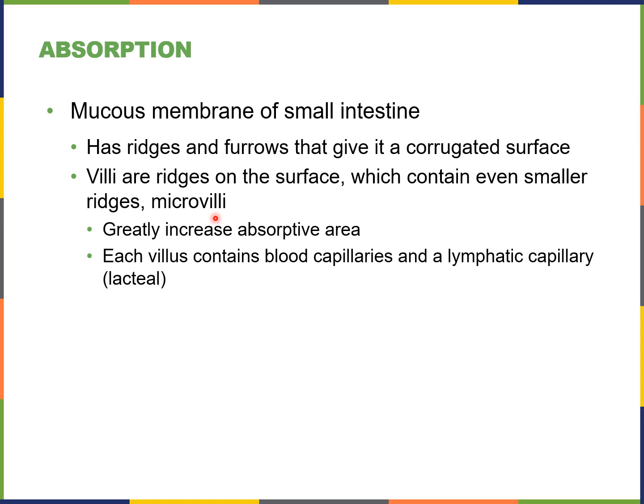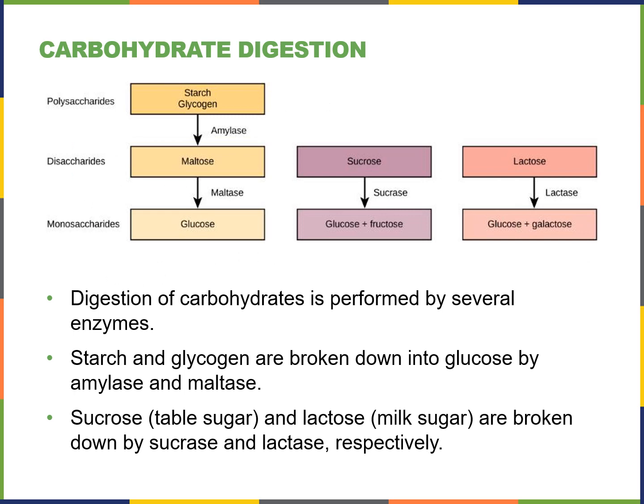food. Each villus is almost like a hair-like thing, kind of like cilia, really. And those have blood capillaries on them as well as a lymphatic capillary called a lacteal. And that is just helping absorb more of the nutrients that are going through the small intestine. Okay, so that's generally how digestion is happening within our bodies.